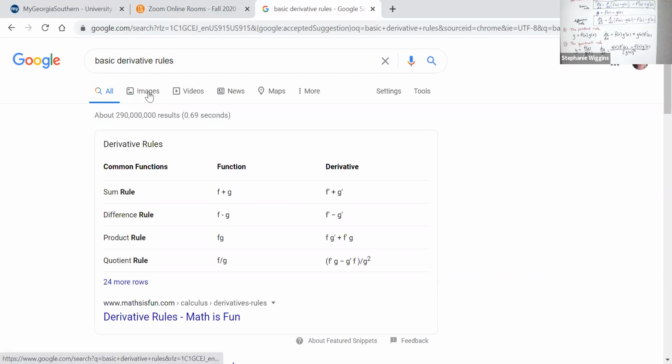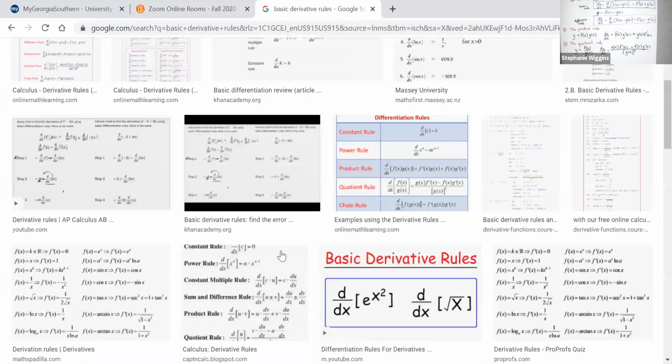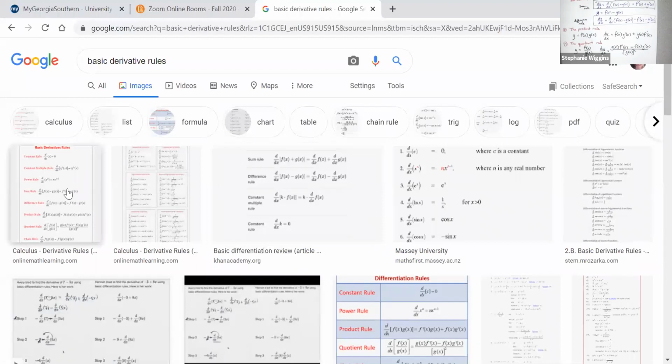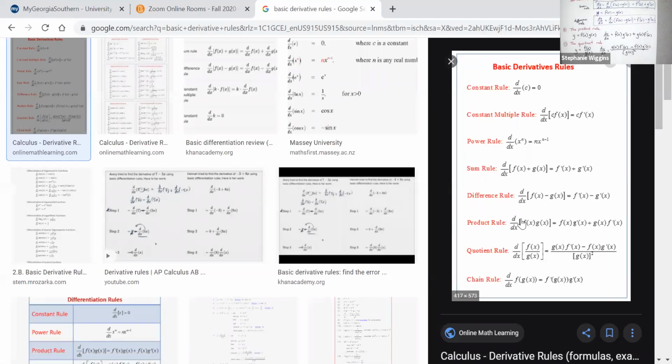And if you click on images, you can see various different charts. There's one in particular that I like, this one right here. You can print that out. You've got the constant rule, the constant multiple rule, the power rule, the sum rule, the difference rule, the product rule, the quotient rule. And in 1.7, I think we're going to talk about the chain rule. That's next. But these are the main rules that you want to know. So this is a nice chart that you can print out and put in your notes as a reference. Going back to the DocCam.